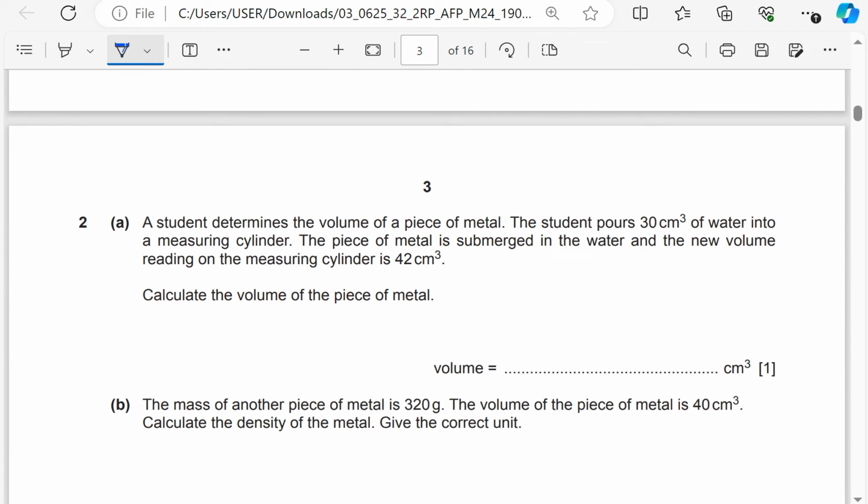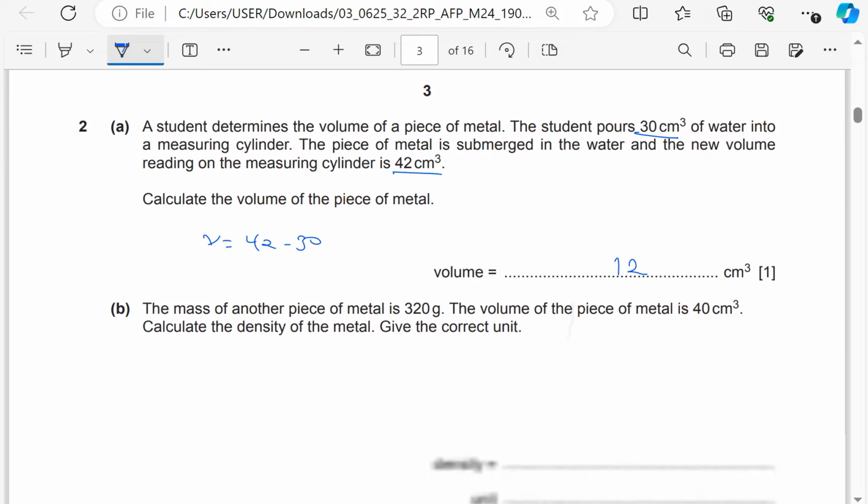A student determines the volume of a piece of metal. The student pours 30 centimeters cubed of water into the measuring cylinder. The piece of metal is submerged in the water, and the new volume reading on the measuring cylinder is 42 centimeters cubed. So the student first pours, and the reading is 30. Then now it is 42. Calculate the volume of the piece. So the volume is just the change in that. So it is 42 minus 30, which is 12 centimeters cubed.